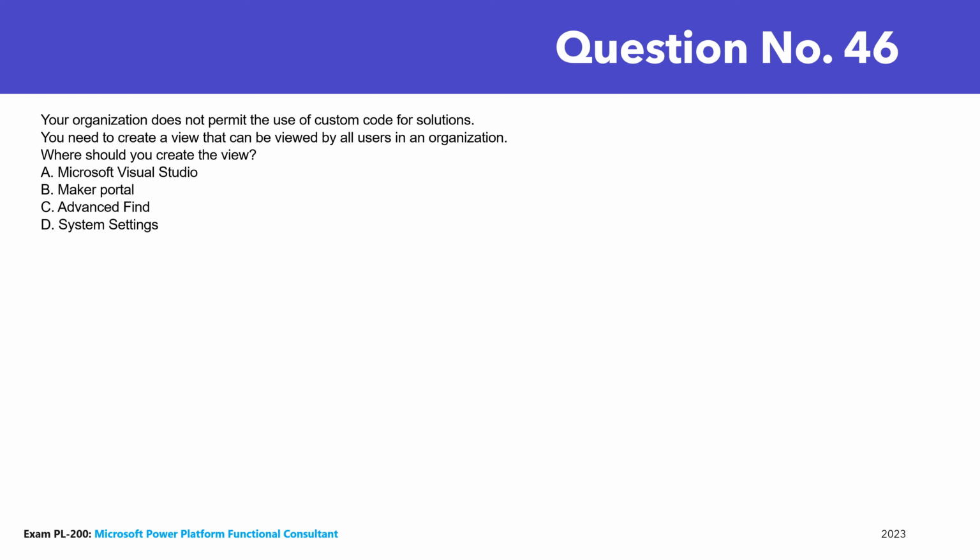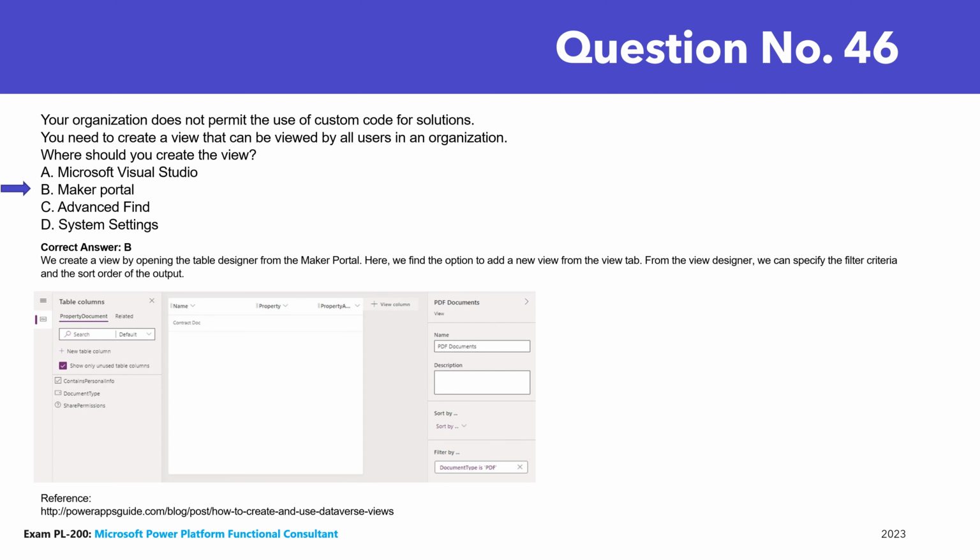Your organization does not permit the use of custom code for solutions. You need to create a view that can be viewed by all users in an organization. Where should you create the view? A. Microsoft Visual Studio. B. Maker Portal. C. Advanced Find. D. System settings. Correct answer, B.